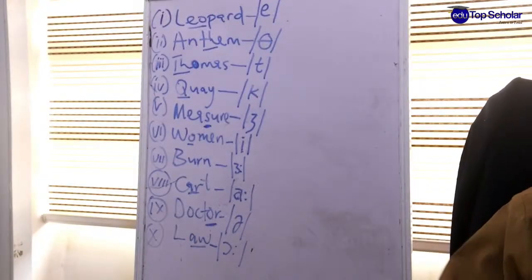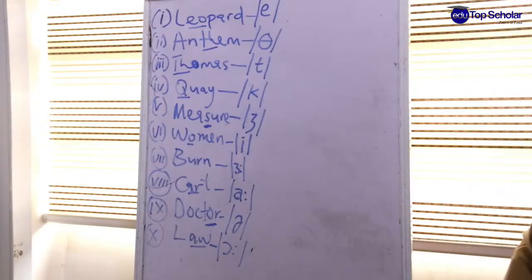Is it on the board now? Okay. Look at it. The first word there, if I ask you to pronounce that word, most of you will pronounce it wrongly because most of you will pronounce it as it is spelled. But it is pronounced as leopard. The O in that spelling is not pronounced. It is the E that is pronounced. So it is pronounced as leopard.